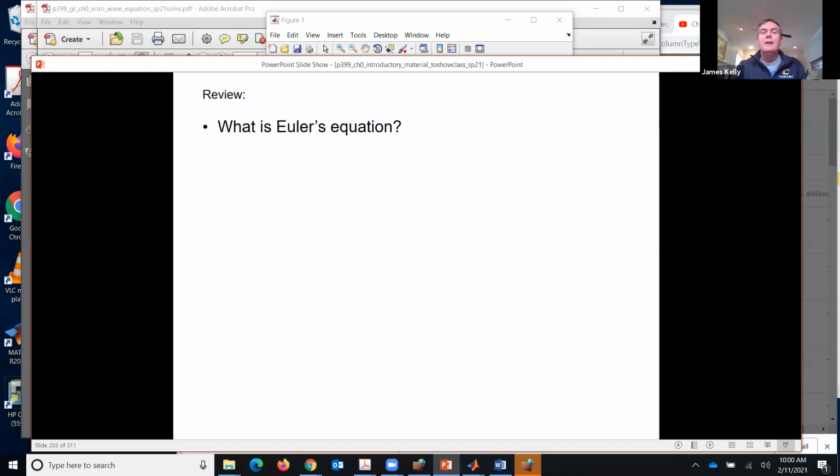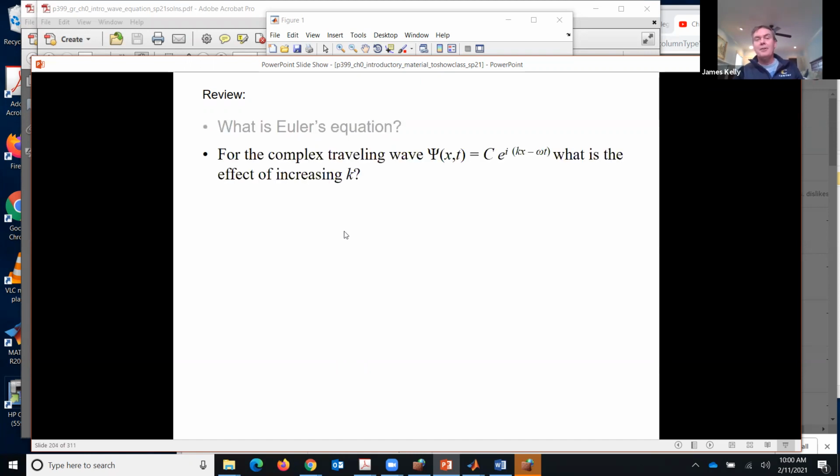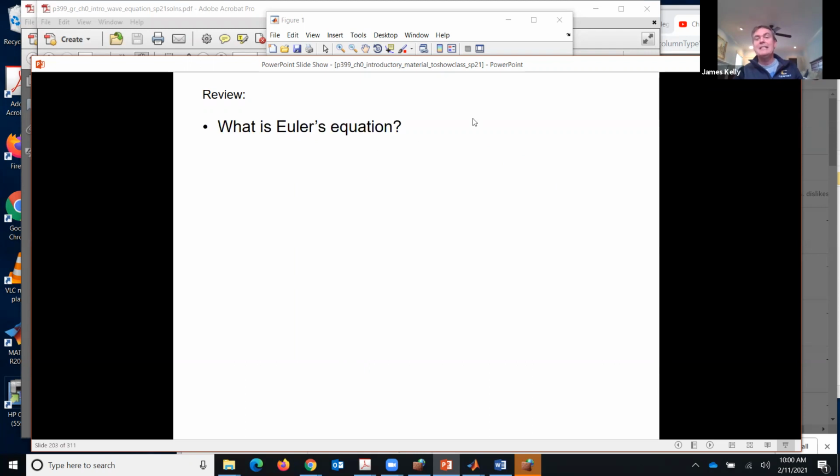Okay, I know there's a lot, especially without me writing stuff on the board and doing it all on the slides here, but let's go back and just review to make sure we know what the story was. What is Euler's equation? I'm not going to wait for you to call it out, but Euler's equation is e to the i theta equals cosine theta plus i sine theta. We are going to be using that periodically through the term to relate complex exponentials to cosines and sines.